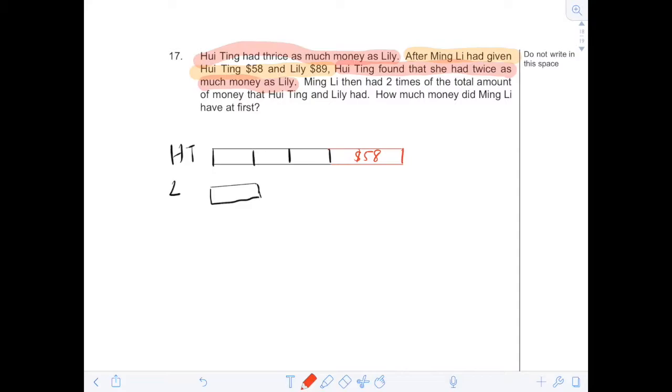Then he also gave Lily. But now you see from here, the halfway mark. Because Hui Ting found that she had twice as much money as Lily, the amount that Lily was given, this portion here, should have actually been $89. Now sorry, it's not drawn to scale. So this actually makes it Hui Ting 2 parts and Lily 1 part.